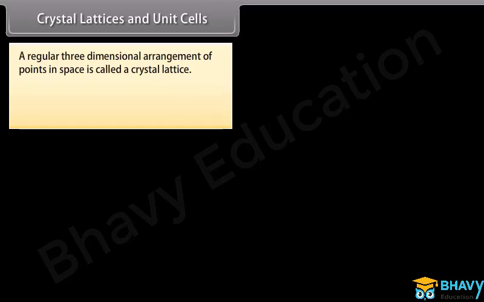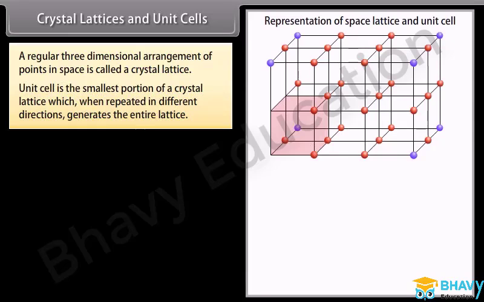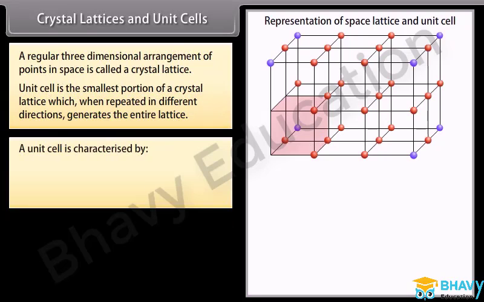Crystal lattices and unit cells. A regular 3-dimensional arrangement of points in space is called a crystal lattice. Unit cell is the smallest portion of a crystal lattice, which, when repeated in different directions, generates the entire lattice. A unit cell is characterized by 1.